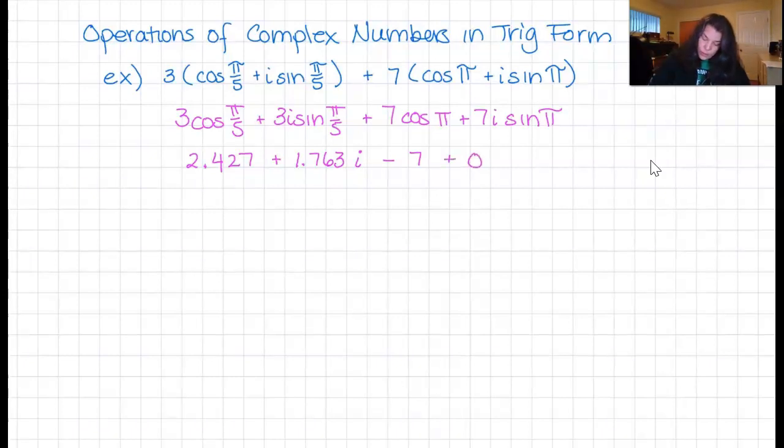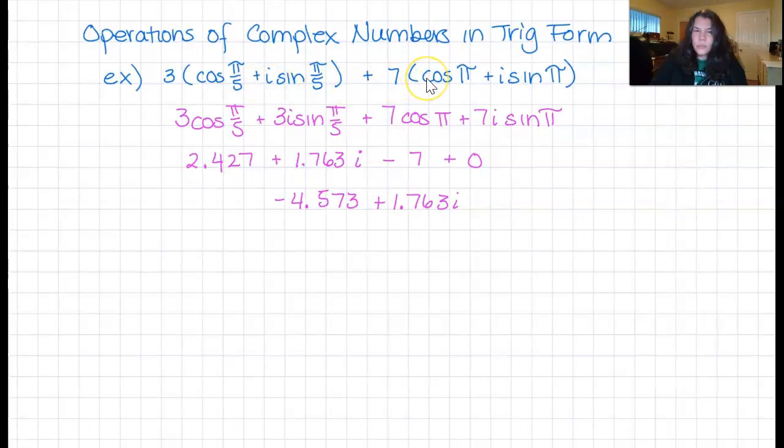So then combine my like terms. 2.427 minus 7 is 65.42. Oh, hang on one second. I had a 7. That doesn't make any sense. Let's try that again. 2.427 minus 7 is -4.573 plus 1.763i. So I have an answer, and it's in standard form.